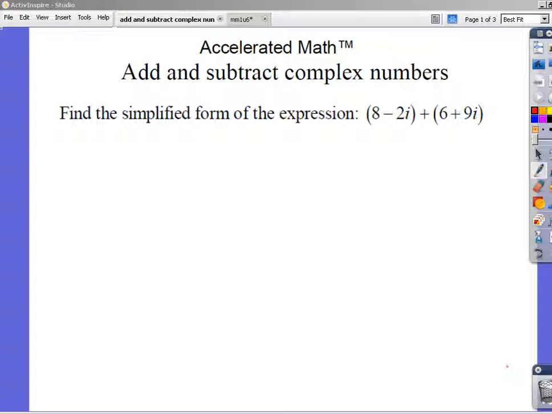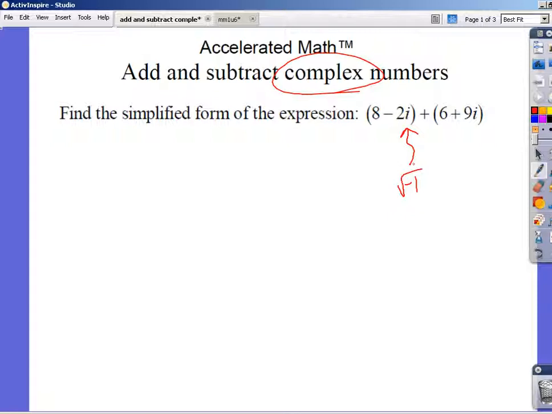All right, welcome to Accelerated Math. This is add and subtract complex numbers, but don't let that word complex fool you because you're going to find out it's not that bad. Even though we're dealing with this letter i, it's not a variable. It represents the square root of -1. It's an imaginary number. You can't calculate the square root of a negative number.